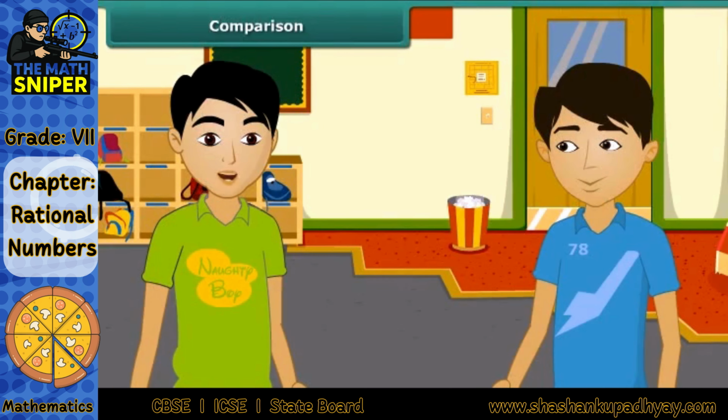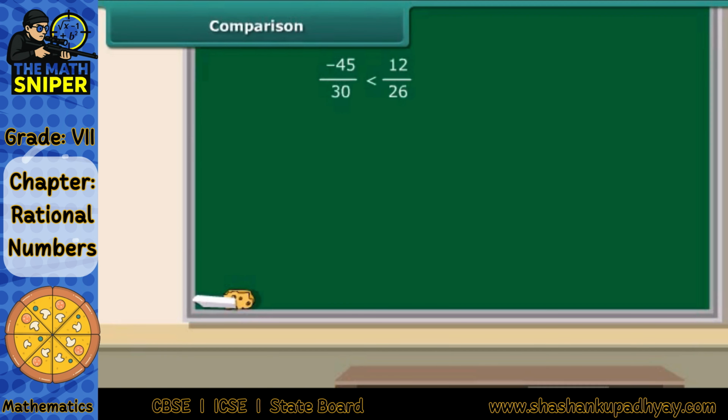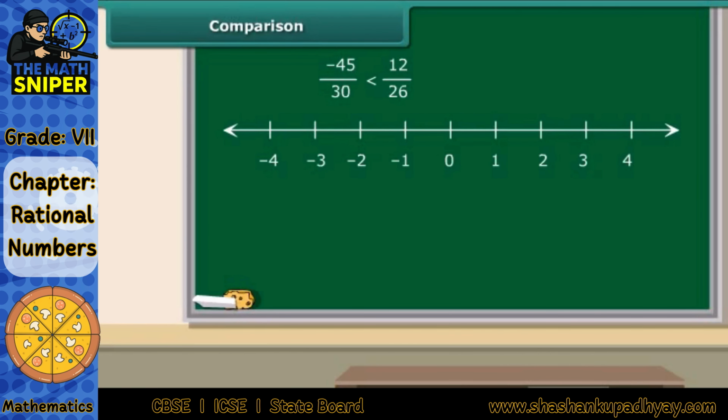If we have given two rational numbers, then can you compare them? No. I will tell you how to compare rational numbers. We know that the negative number is always smaller than the positive number. We can also compare the rational numbers using number line. The more the number is in the right, the greater it is.